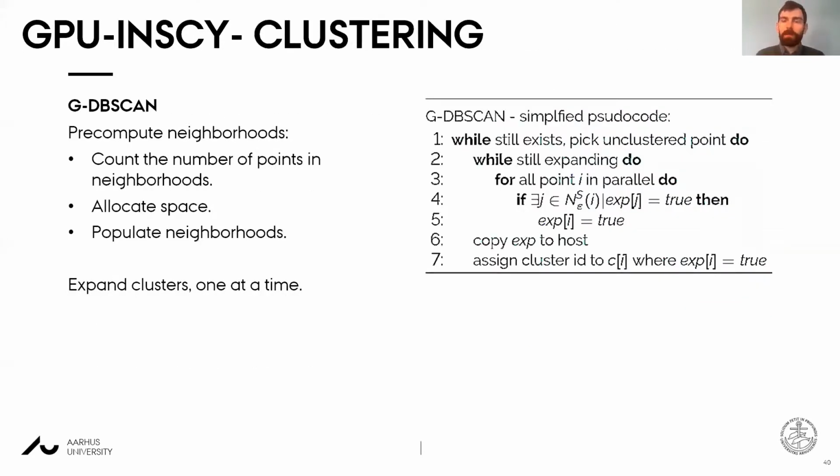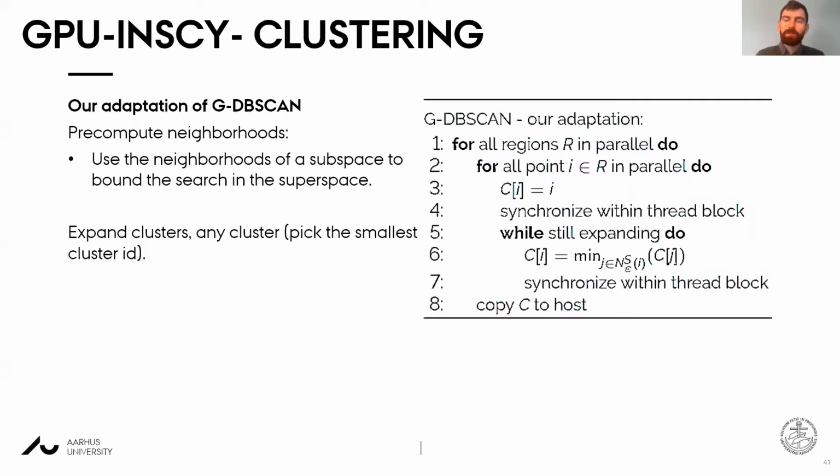For the clustering, we base our clustering on the already GPU parallelized version of DBSCAN called G-DBSCAN. Like GPU NSky, this version also pre-computes the neighborhoods by first finding the sizes of each neighborhood, allocating space, and populating the neighborhoods. G-DBSCAN now expands one cluster at a time by repeatedly checking all points in parallel to see if they can expand the current cluster. NSky also pre-computes the neighborhood, but furthermore uses the neighborhoods of the subspace to bound a search in a superspace efficiently, reducing the number of distance computations by a large factor.